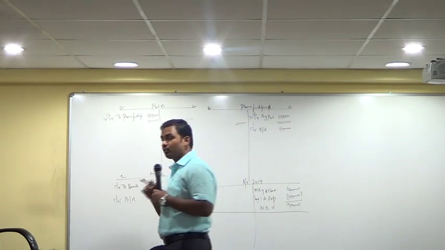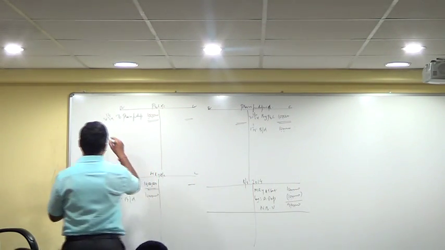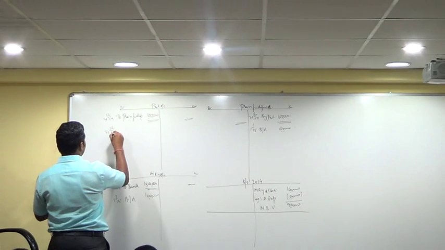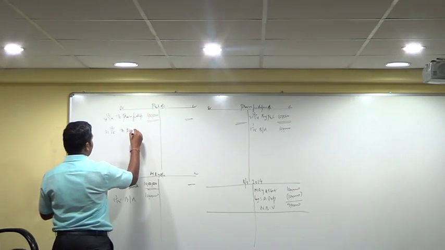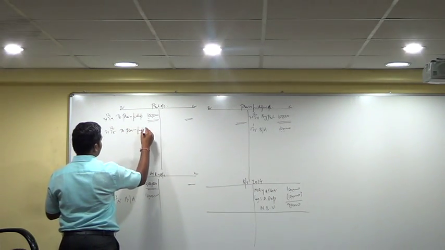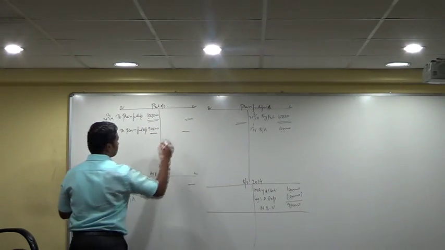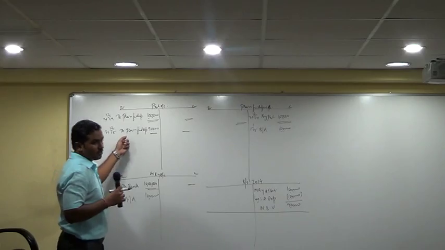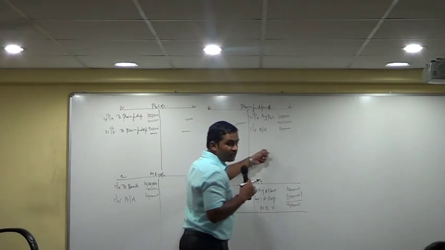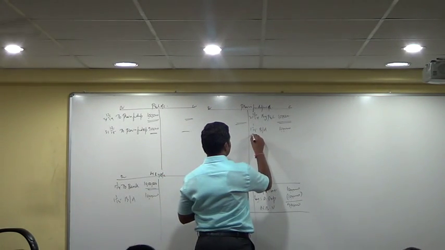What is the entry for depreciation now? P&L account debtor to provision for depreciation. 31st December 15, to provision for depreciation, 90,000 now. P&L account is debited, provision account is credited.